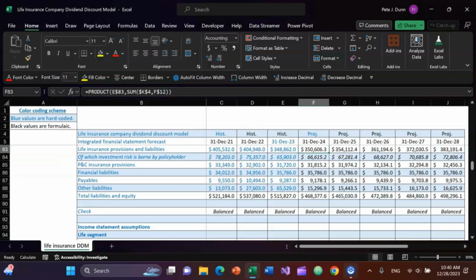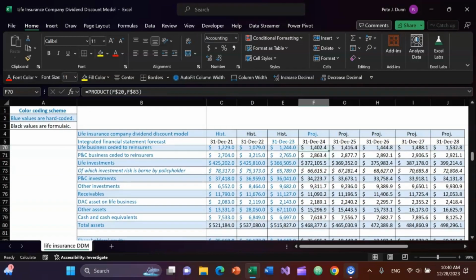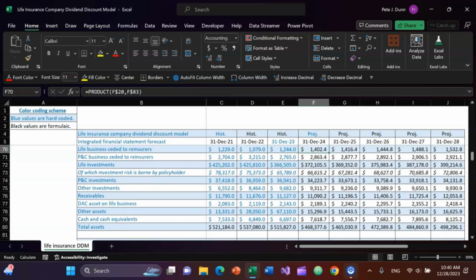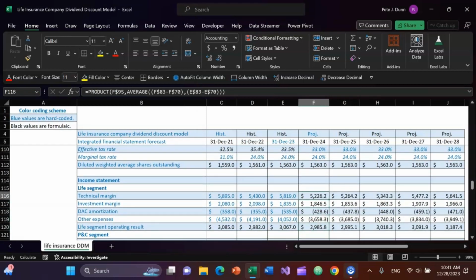You can see that's the life insurance provisions minus the part that's ceded to reinsurers. So the technical margin will be 1.5% of the average of the difference between the provisions and that which is ceded to reinsurance companies.